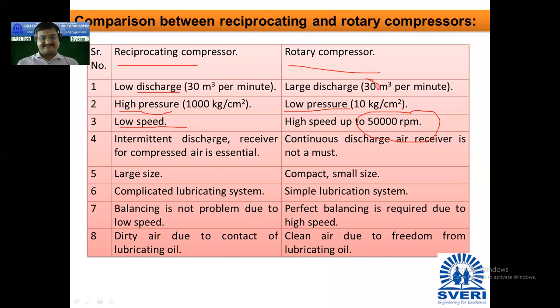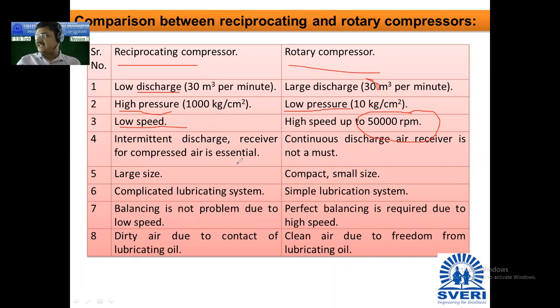Okay, the next point is intermittent discharge. Receiver for compressed air is essential. Intermittent manje tithe pause ahe, continuous milat nahi, टप्प्याटप्प्याने मिळतात, थांबून थांबून मिळतात. There are some intervals in the discharge, continuous discharge is not there. And receiver for compressed air is essential, कारण एअर इज हायली कॉम्प्रेस्ड. That's why you will have to receive it in one container. You directly cannot throw it to the atmosphere.